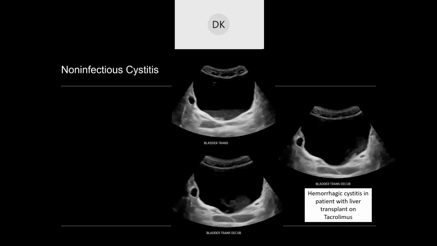So it's important to keep in mind you can have non-infectious cystitis, like in this case. So don't let the finding of a negative urinalysis dissuade you. So medications can cause that, as can radiation for pelvic malignancy. Also, there's certain autoimmune diseases that can cause cystitis, and there's an idiopathic type called interstitial cystitis.